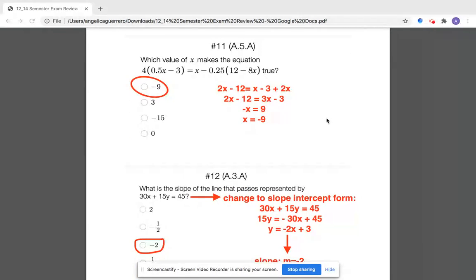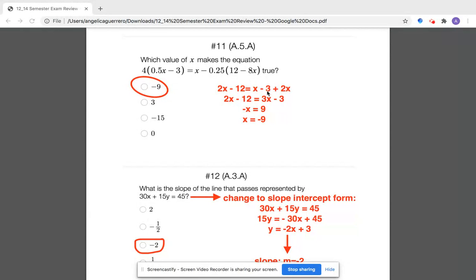Number 11, which value of x makes the equation true? So for (0.5x - 3) = x - 0.25(12 - 8x). So you want to recognize you're going to take 4 times 0.5, which is 2x, 4 times -3, which is -12, equals, bring down your x, -0.25 times 12 is -3. -0.25 times -8x is going to be a positive 2x. Negative times a negative is a positive.